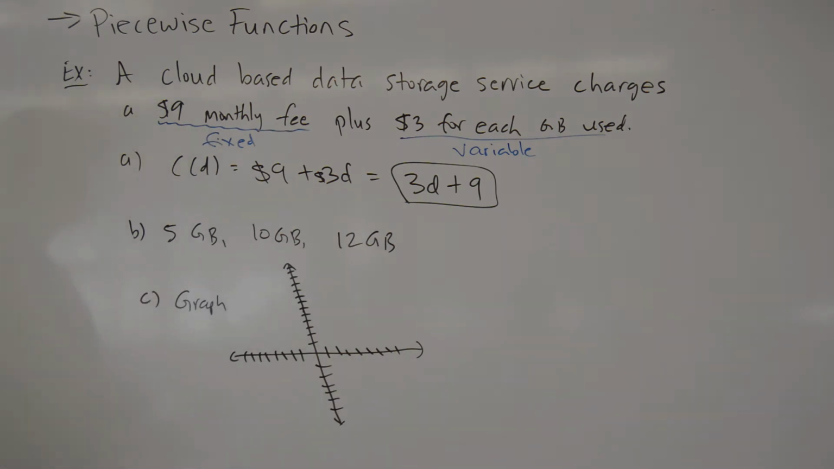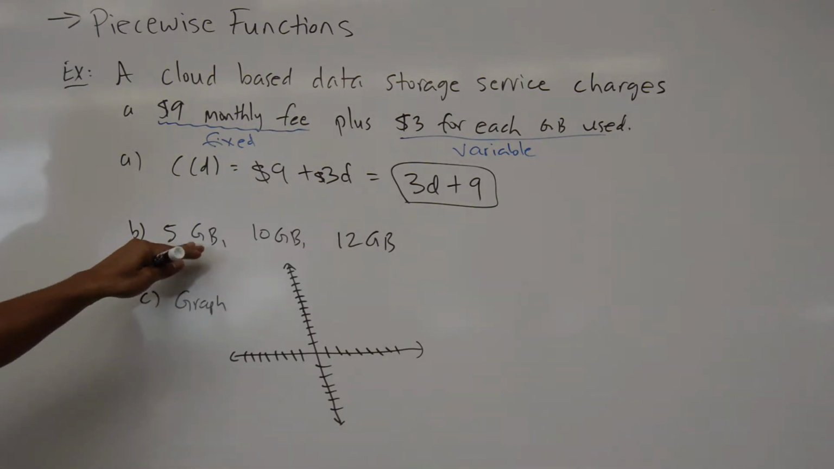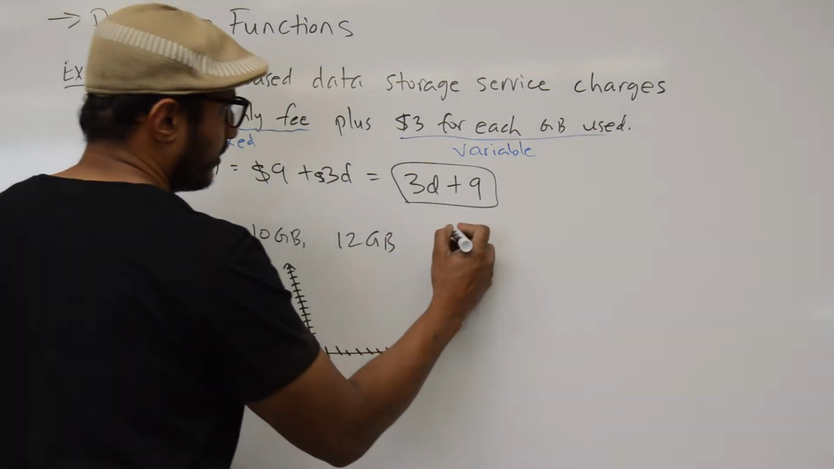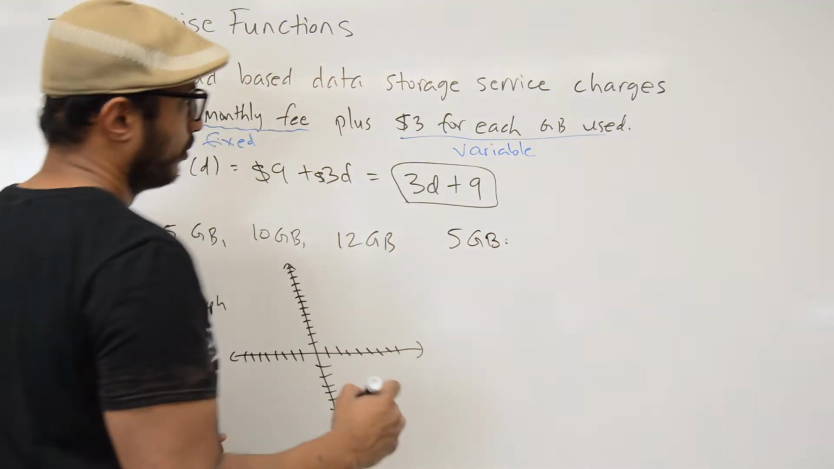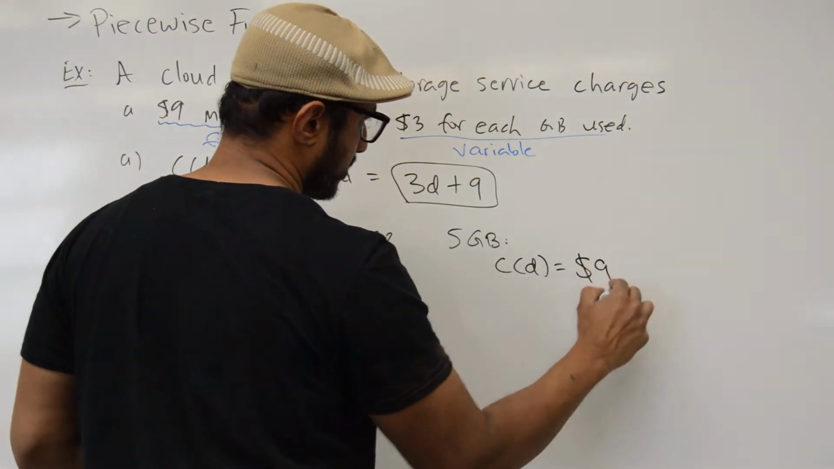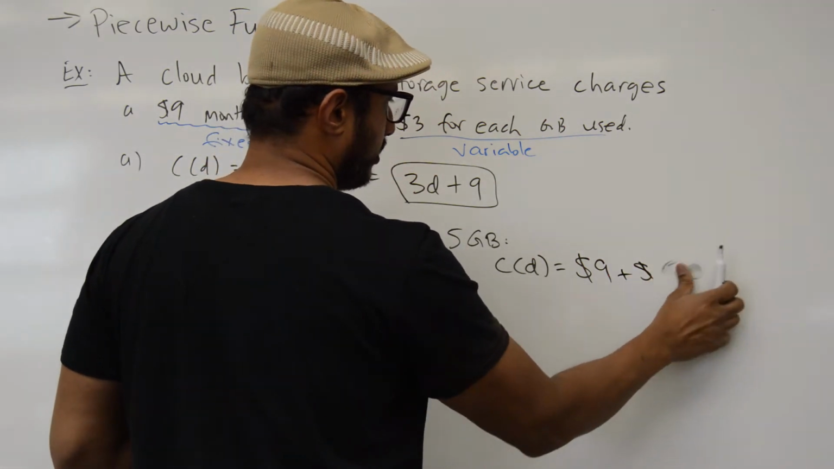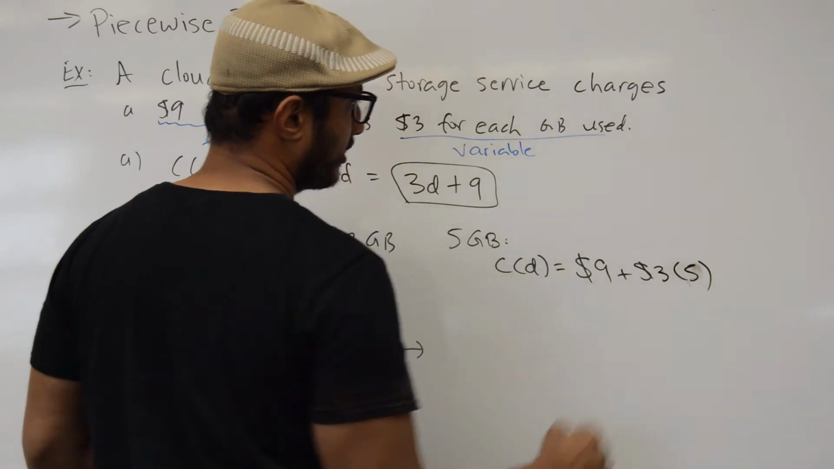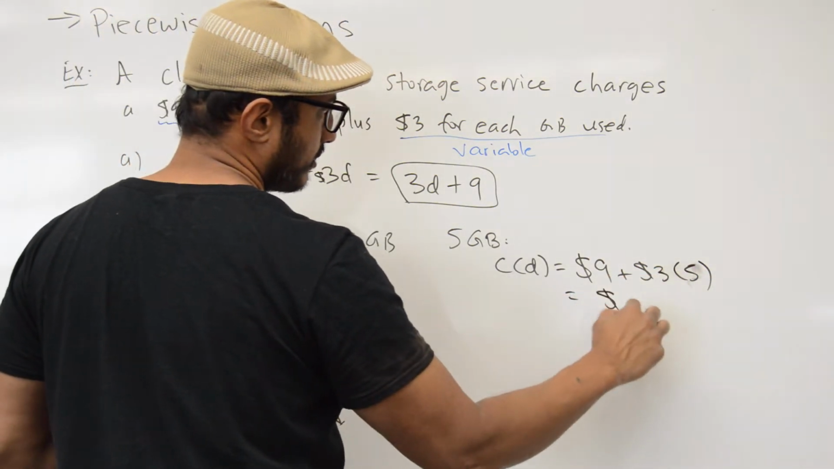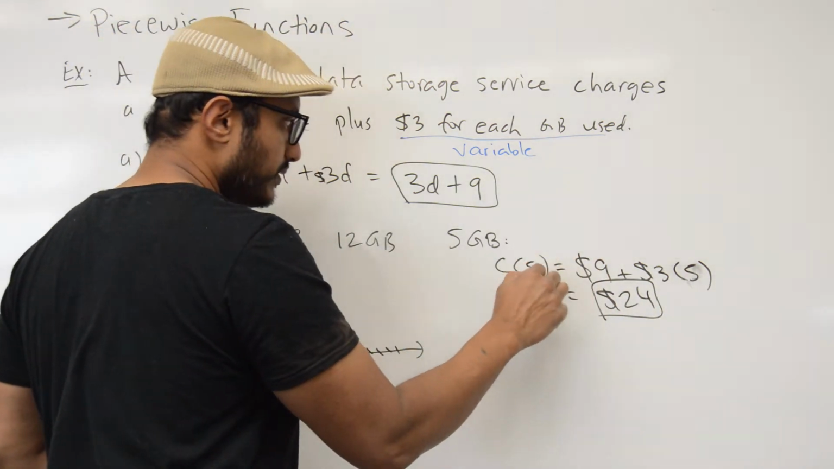For part B, let's say that we want to calculate the cost if an individual uses 5 gigabytes in the storage service. If they use 5 gigabytes, how is the monthly fee calculated? Well, your cost is going to be your $9 flat fee, that's not going to change, plus $3 for each gigabyte used, so that's 3 times 5 gigabytes. That's 9 plus 15, which is $24. So the cost of using 5 gigabytes on this service is $24.